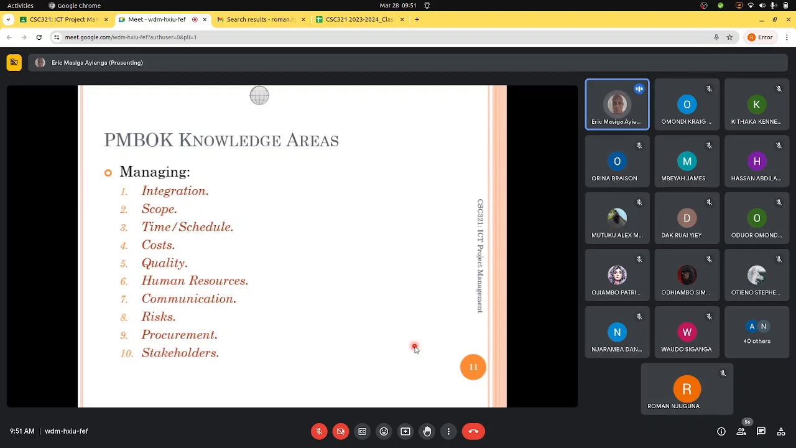Now, if you look at it, it covers everything in project management. You cannot skip any of it. You cannot skip costing the project. You cannot skip building quality into the project, and so on. So it's called a knowledge area because it is theoretical. Theoretically, a project has to have all these aspects.